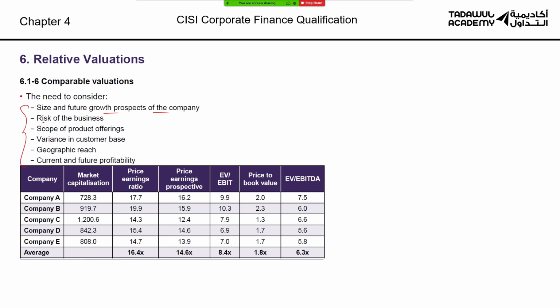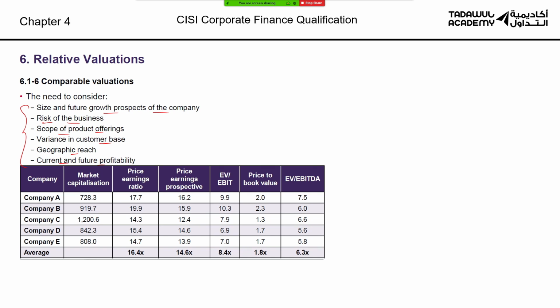You also have to consider the risk of the business, since these valuations do not include that. Then the scope of product offerings, because sometimes the company we are obtaining a valuation for would have a wider scope of offerings than the other companies in the market. They might have different customers, they might be catering for different countries and regions, and they might have different profitabilities.